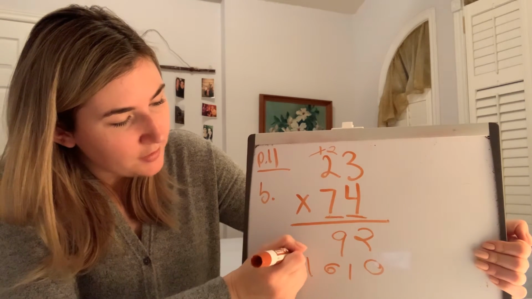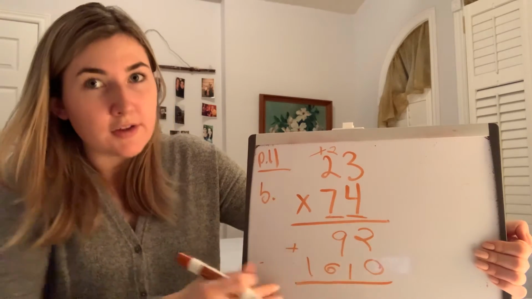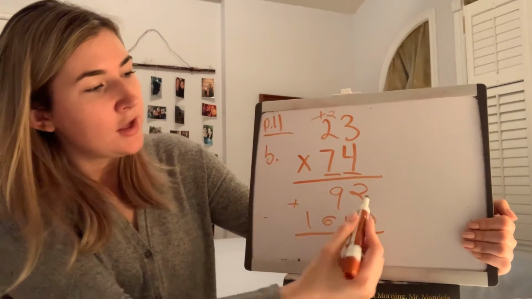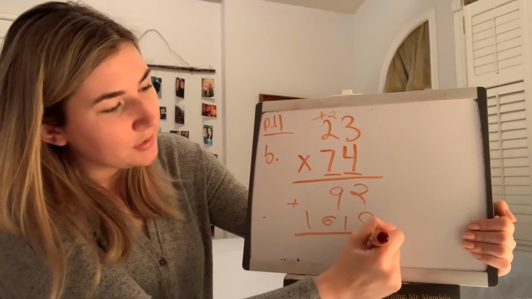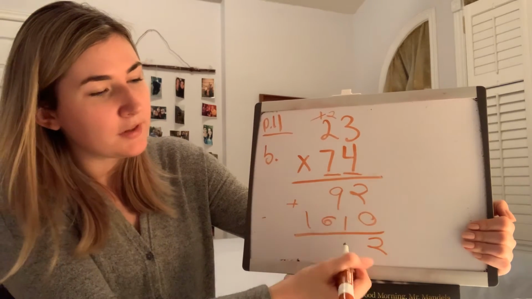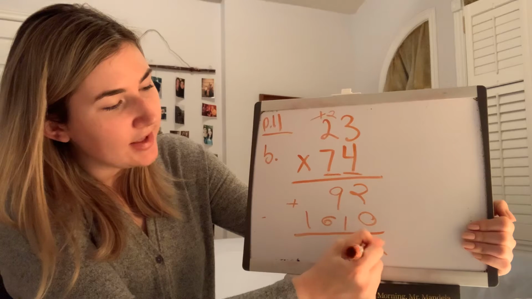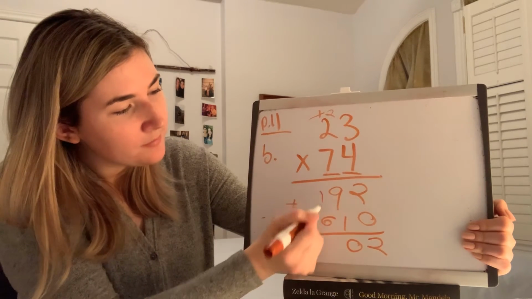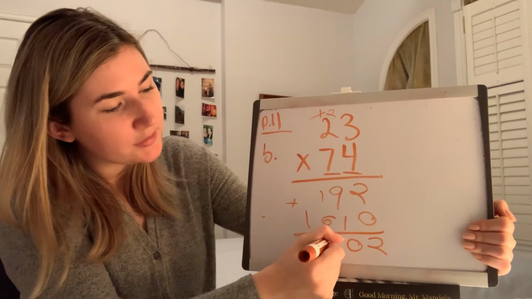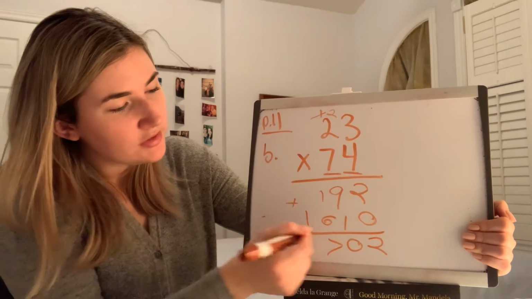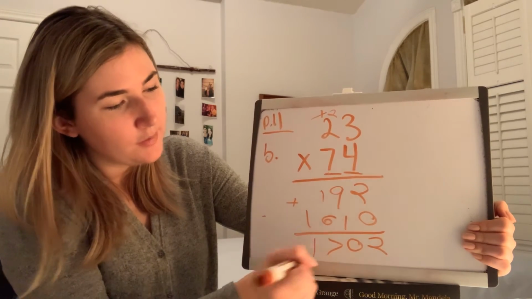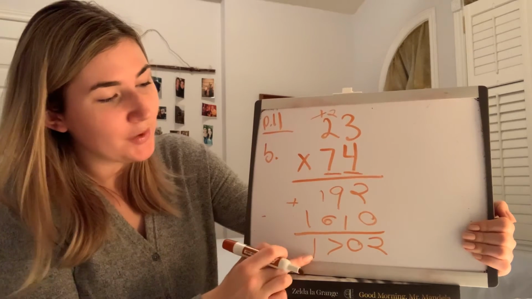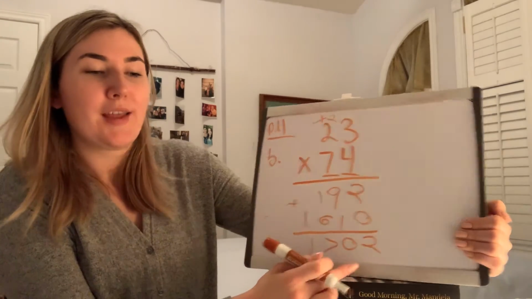So now we have to add. I'll just bring this up a little. Then we have 2 plus 0 equals 2, 9 plus 1, which will give us 10. We'll carry over the 1, so we have 1 plus 6 equals 7. And then we just have 0 plus 1, which gives us 1. So our answer is 1,702. So now you can do the rest of part 11 and then come back for part 12 when you're ready.